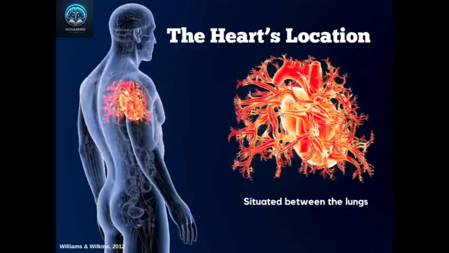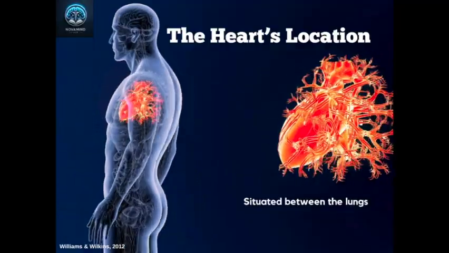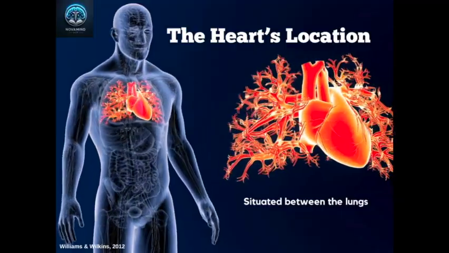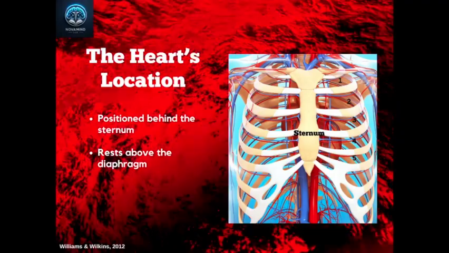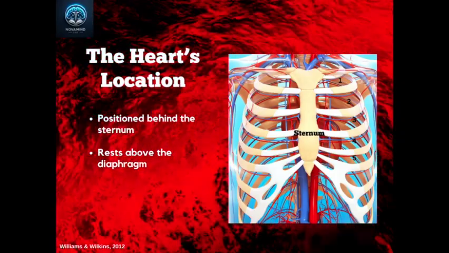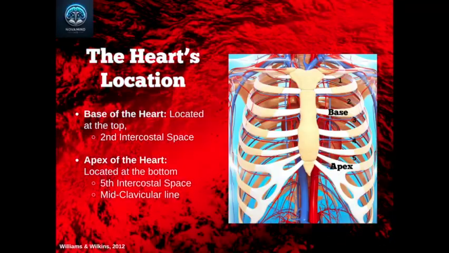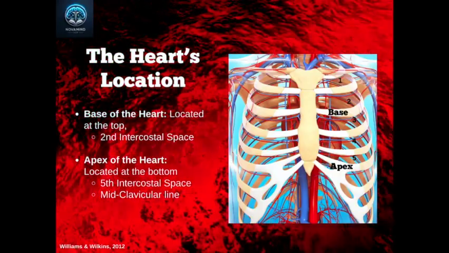Let's get started with where the heart is located in the human body. The heart is centrally located within the thoracic cavity, nestled in between the lungs. The heart is shielded by the sternum at the front and rests directly above the diaphragm, which separates the thoracic and abdominal cavities. Understanding the anatomical landmarks of the heart is crucial, especially when assessing cardiac rhythms and performing advanced cardiovascular life support.